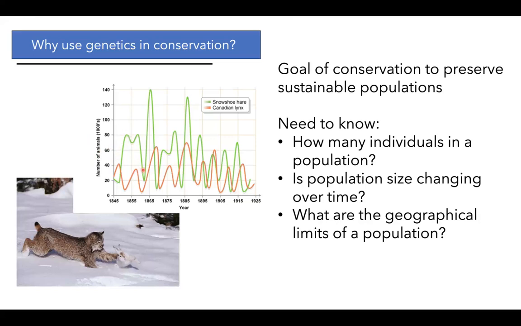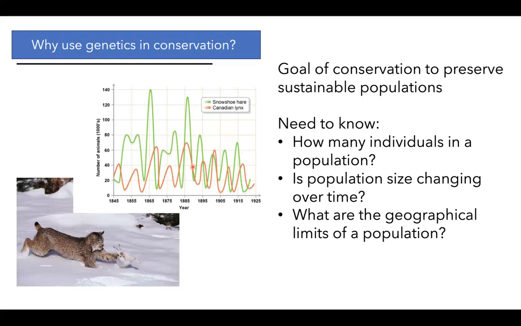You can see the population size fluctuating through time here in both the prey species, the snowshoe hare, and the predator species, the Canadian lynx, right? But in other cases, population size might be changing over time due to maybe more anthropogenic effects, like the introduction of a disease to a new ecosystem, or the erection of wind turbines in places where bats are flying, right? So we want to understand how those populations are changing.